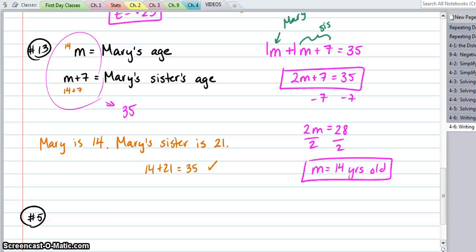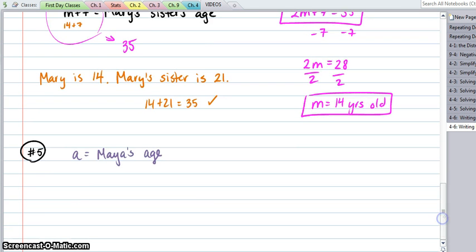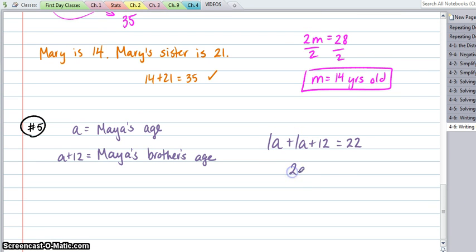Find their ages. Well, we don't know how old Maya is, so let's start there. Let's say Maya is A years old. And her brother was 12 when she was born, so he's older by 12 years. So this is Maya's brother's age. Okay, it says the sum of their ages is 22. So I'm going to add Maya's age to her brother's age, and it should equal 22. I can simplify by adding the like terms, and there's my equation.